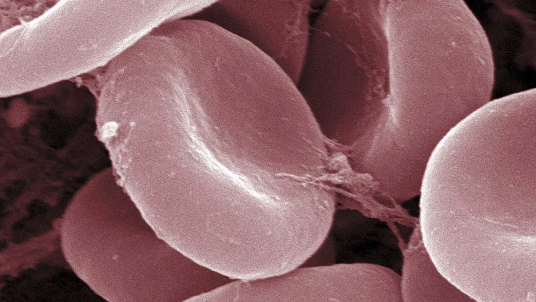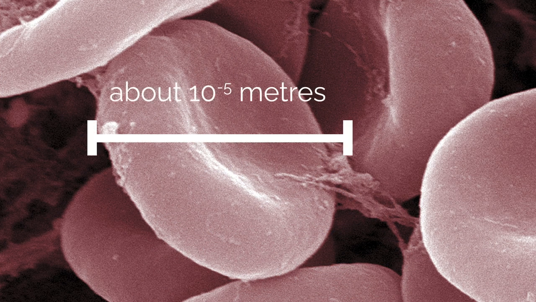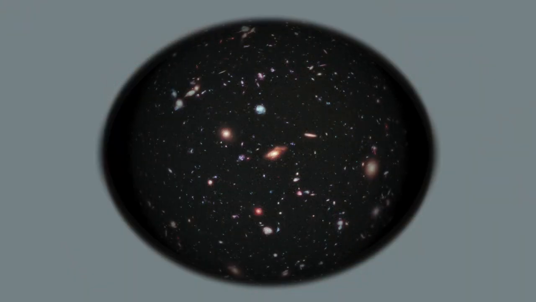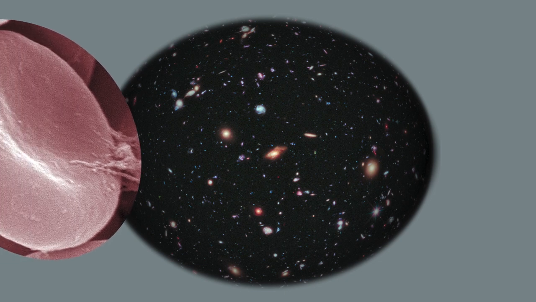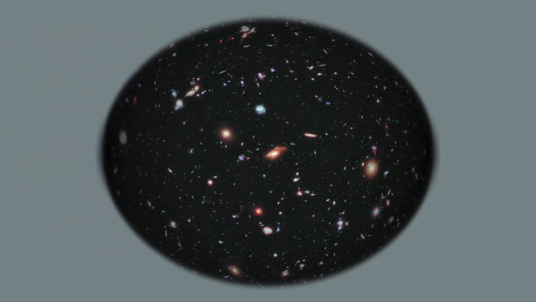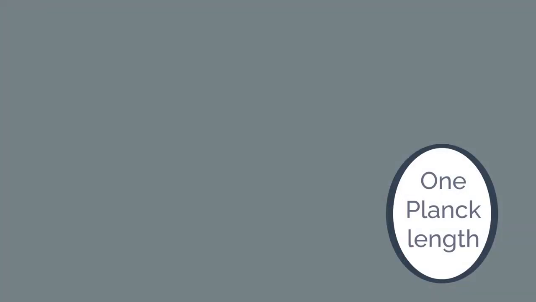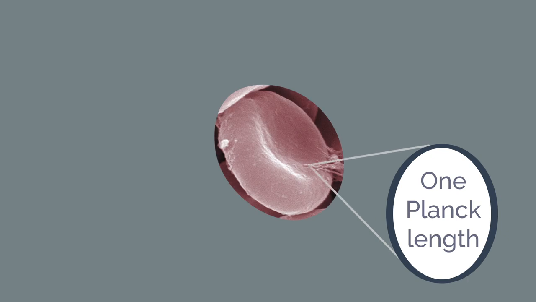To get an idea of just how small, consider a human red blood cell. The width of a typical red blood cell is about 10 to the power of minus 5 meters. On the other hand, the observable universe is about 10 to the power of 27 meters wide. So clearly, a red blood cell takes up a really tiny proportion of the universe. A Planck length takes up about the same amount of space in a red blood cell that the red blood cell takes up in the entire universe.